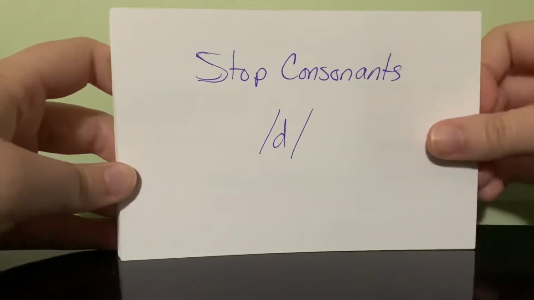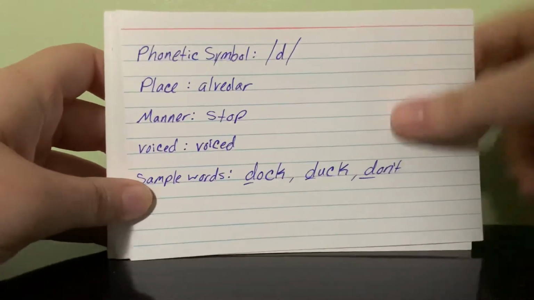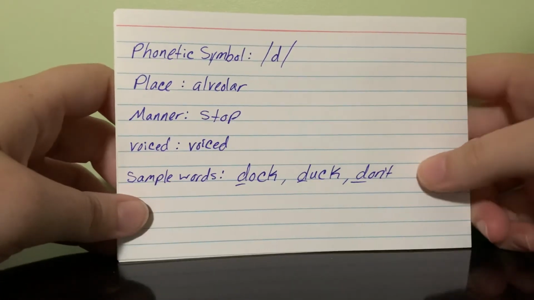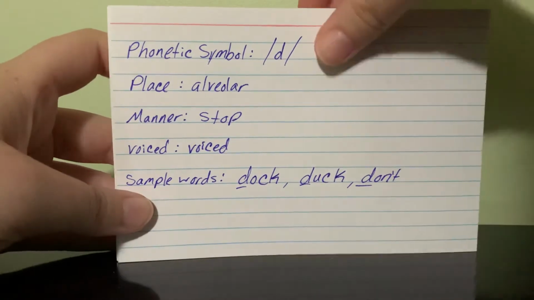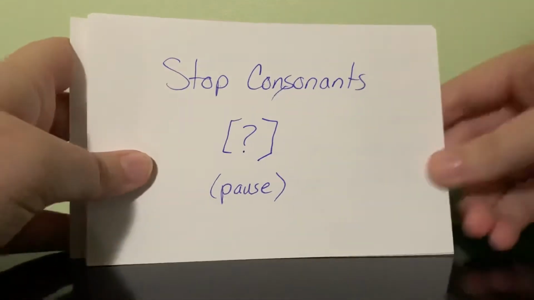Next stop consonant is the D, as in d. It is an alveolar placement. It is voiced, and it shows up in words such as dock, duck, and don't, all making the d sound.